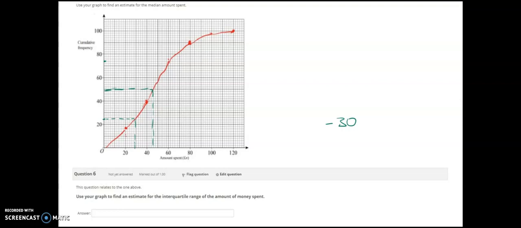You might find it useful to use a ruler in here. So that's about 62. Take away 30, that leaves us with 32.